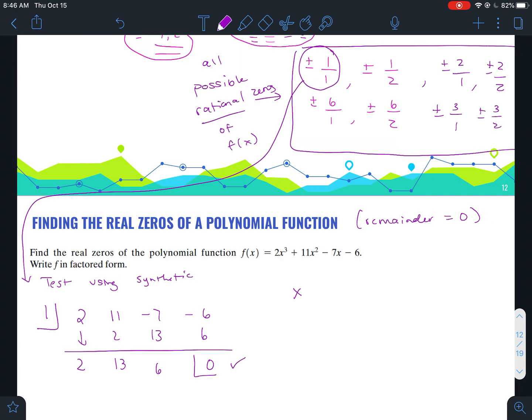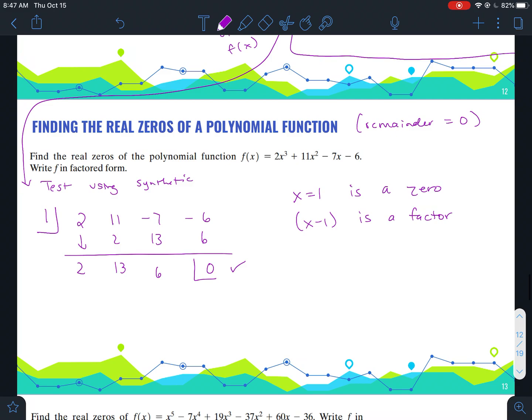Notice it worked. So that means that x equals 1 is a 0 of the polynomial, which means that x minus 1 is a factor of the polynomial. Well, now that I know that 1 works, now we have a depressed equation, meaning that we went down 1 degree. So this was x to the third, so this is going to be x squared, x, and my constant, that's my remainder. So now I have 2x squared plus 13x plus 6.